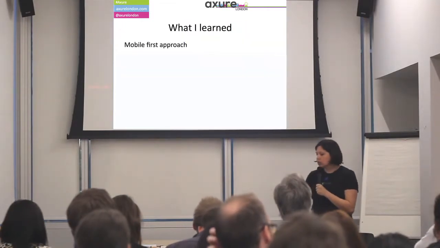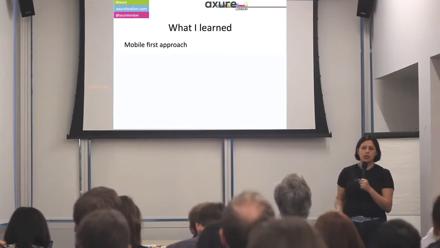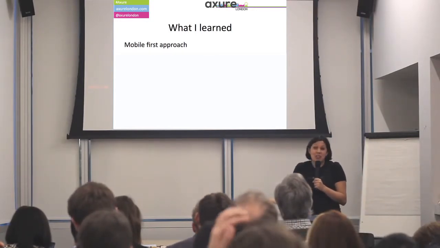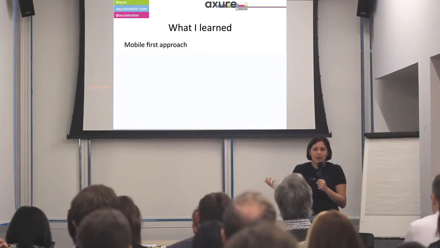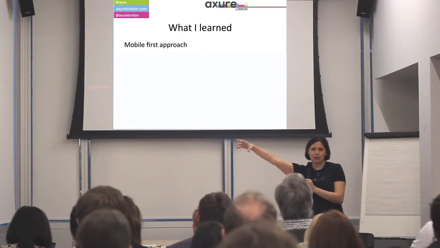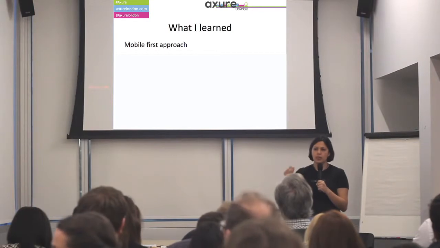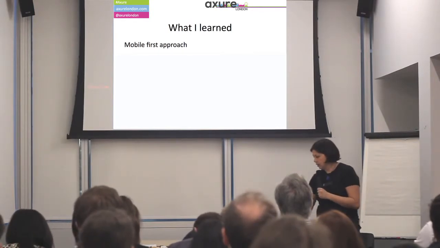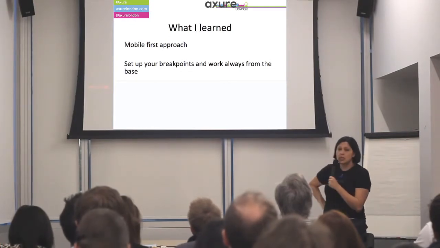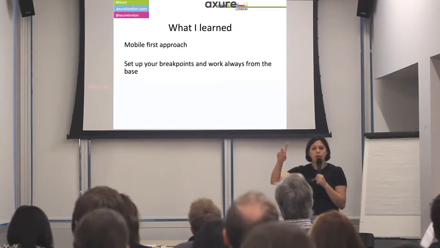Okay, so I'm gonna talk to you a little bit about things I learned. One of the things I absolutely learned is that the first puzzle should have been mobile first. It was a good idea to validate, but when I then said, I'll go mobile, I realized there's no way I'm gonna be able to go from desktop to mobile. So I said, I'm gonna take the essence of what I'm doing, but I'm gonna have to start mobile first. Not to state the obvious. So I set up the breakpoints and work always from the base. So I'm gonna show you the breakpoints and the base.